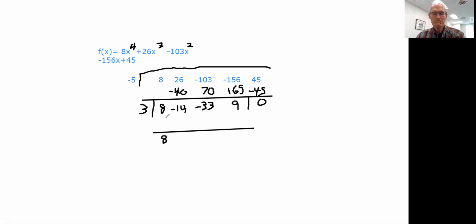I get 3 times 8 is 24. If I add these two numbers, I get a plus 10. I multiply 3 times 10 and I get 30. I add these two numbers and I get a minus 3. And I multiply 3 times minus 3 and I get a minus 9. Once again, I have a 0 remainder, so that tells me that 3 is also a root.